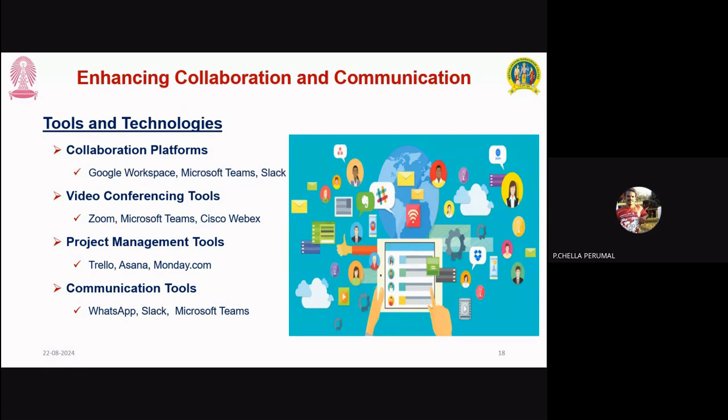Communication tools. Instant messaging tools like WhatsApp, Slack, and Microsoft Teams enable quick and efficient communication. Email remains a staple for more formal communication, while platforms like LinkedIn and ResearchGate facilitate professional networking and collaboration. For example, faculty members might use Slack for quick team communication, email for formal correspondence, and ResearchGate to collaborate with researchers from other institutions.